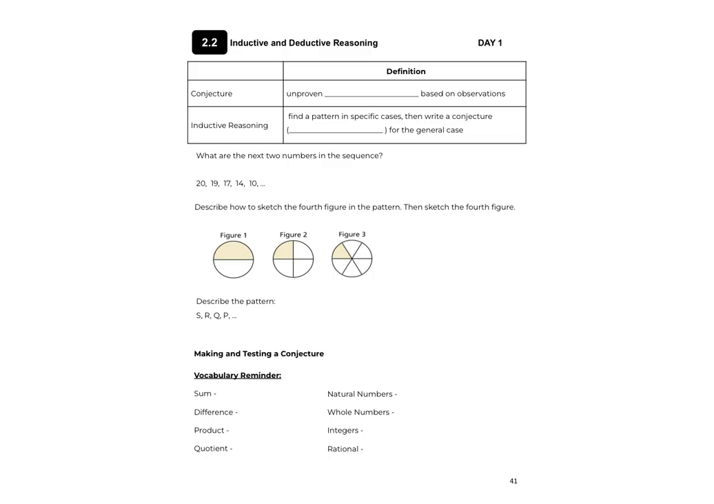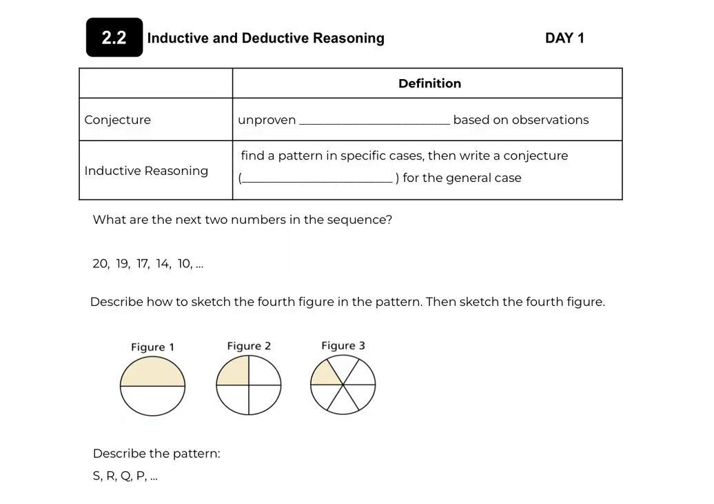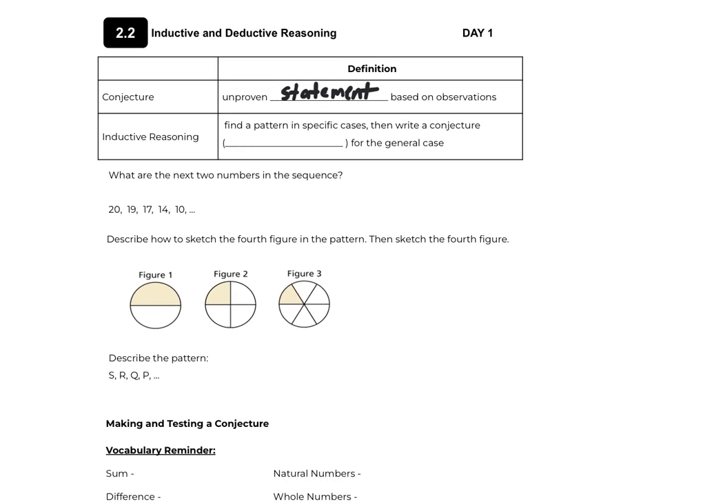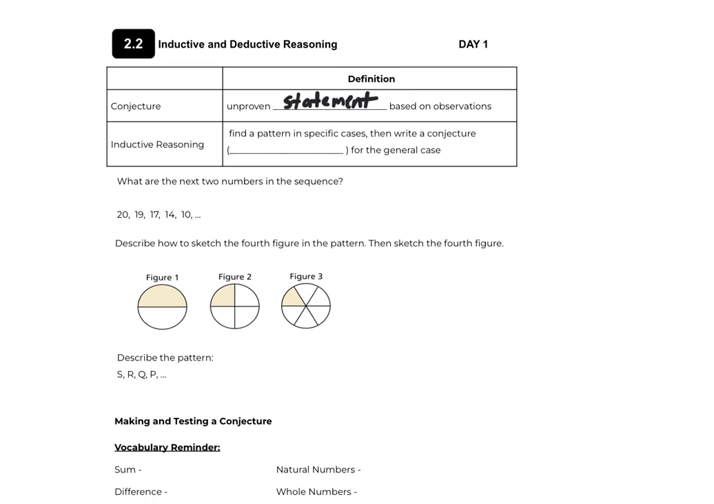So this is exactly what I was talking about. The very first term today is conjecture. A conjecture is an unproven statement based on observations, okay? And that is essentially what we just talked about up here.